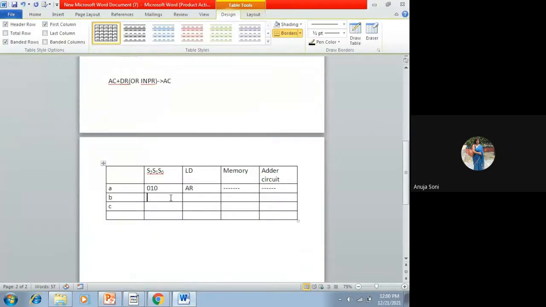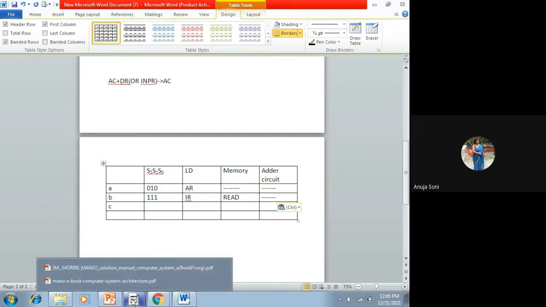So first of all, S0, S1, S2 will become 111, and read signal will be enabled under the memory, where ultimately the data needs to be transferred to the IR register. So the load signal of which register should be enabled? Of IR. And no arithmetic logic circuit, so it will be null. So this is your answer of part B. Now we come to part C.